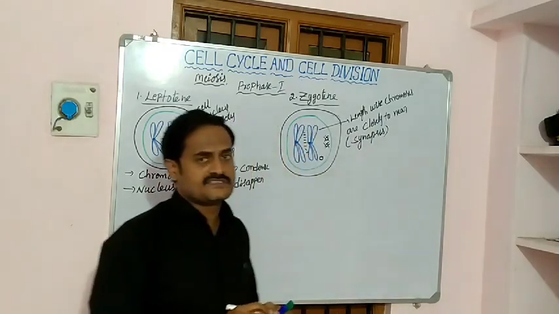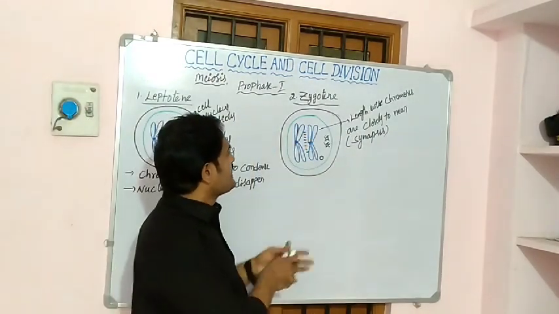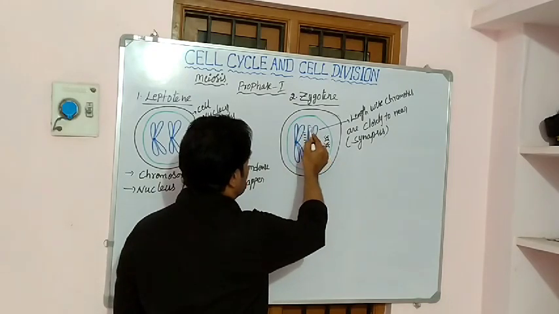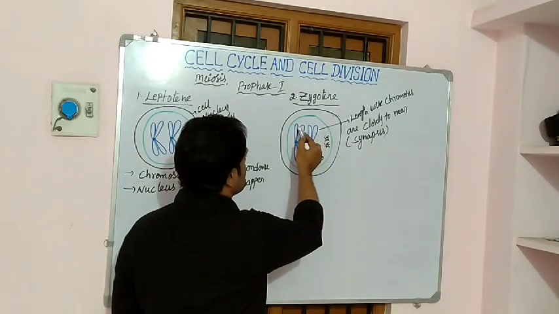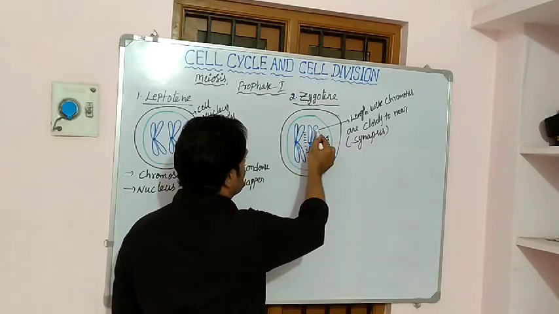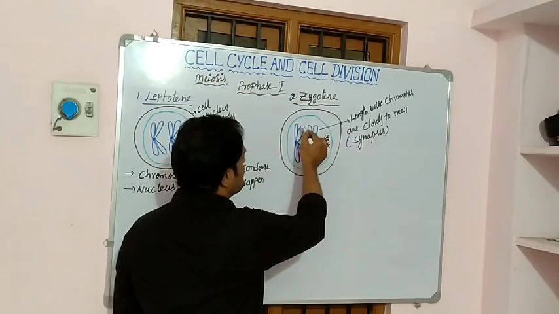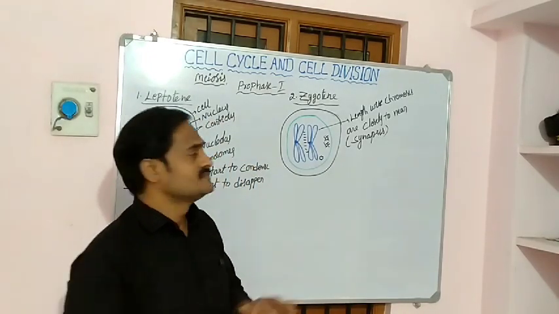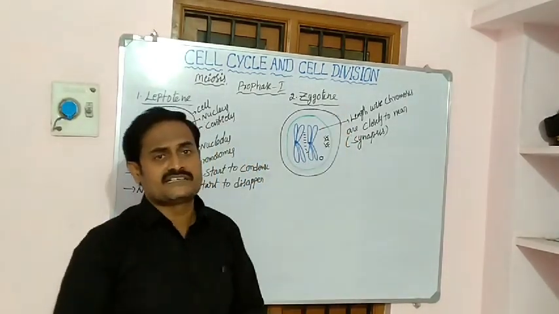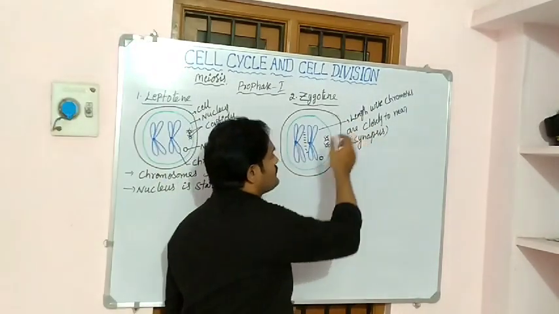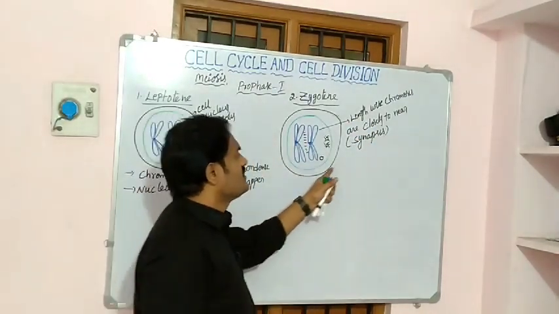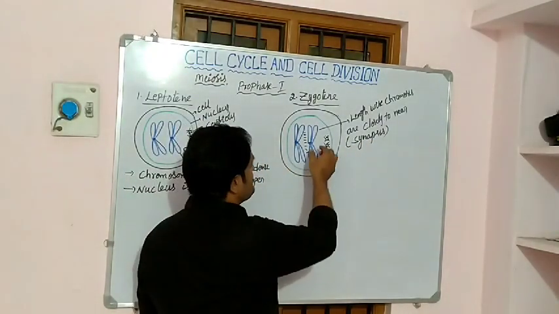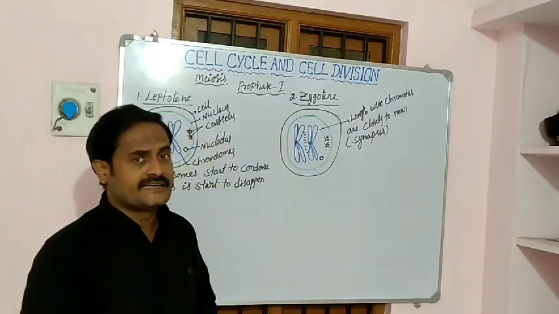So what does synapsis mean? Lengthwise, on both sides here, there are four chromatids. Each of these is one chromatid, and a full one is a chromosome. These two chromosomes and these two chromosomes are lengthwise of equal size and shape. So this kind of arrangement is called synapsis. Synapsis starts during the zygotene.